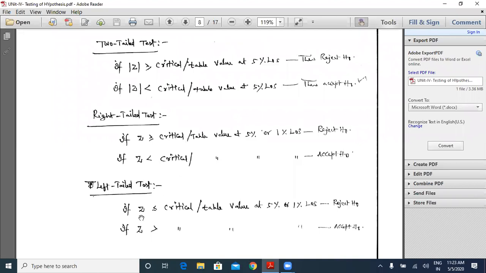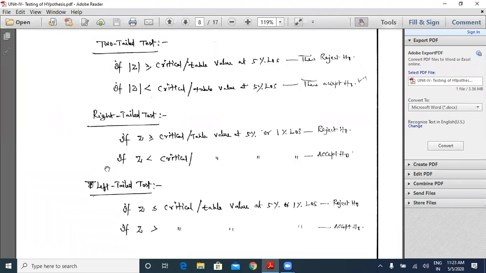If calculated Z value is less than table Z value at 5% or 1%, reject H0. And if calculated Z value is greater than table or critical Z value at 5% or 1%, accept H0. Whereas these two are opposite of the earlier two. Here, if calculated Z value is greater than critical value, we accept H0. Here rejecting, here accepting. Similarly, here accepting, here rejecting. So it is opposite to the top. This is only in case of left tail test.